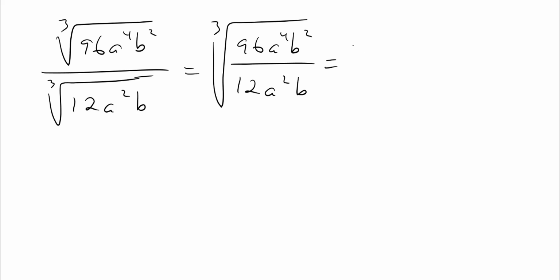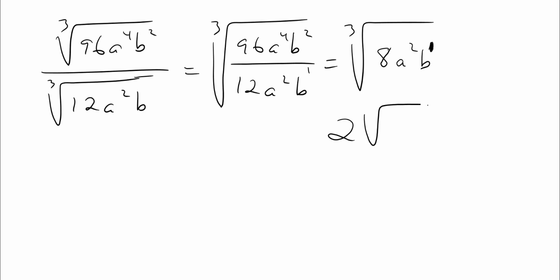All right, so you're going to put this in your calculator. 96 over 12 gives you 8. And a to the fourth over a squared is a squared, and b squared over b to the first is just b. So this is what you have. All right, let's take the cube root. The only thing I can take the cube root of is the 8, because that a squared is not big enough, and the b to the first is not big enough. So I can only take the cube root of 8, and everything else is left over inside, a squared b. And that's your final answer.